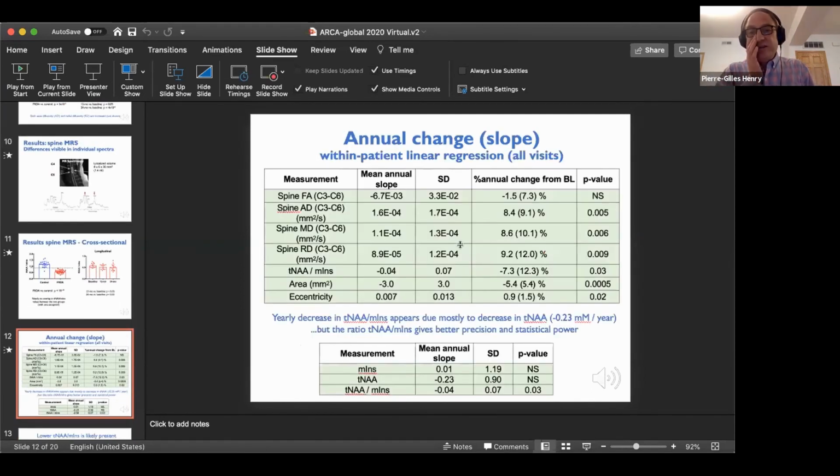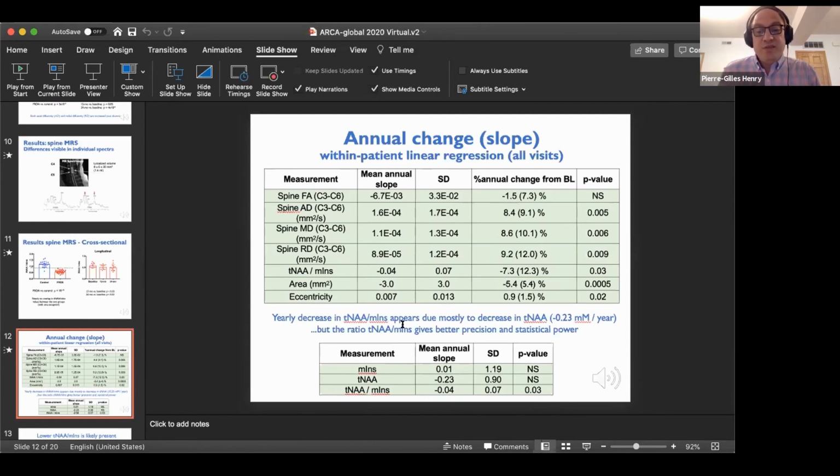So if we look at all the data together, you see that the changes could be as large as almost 10%, 5 to 10%. The diffusion parameters, diffusivity, were around 9% per year. These are the annual change from baseline. The ratio NAA over myo-inositol was minus 7% per year, and area at minus 5% per year.